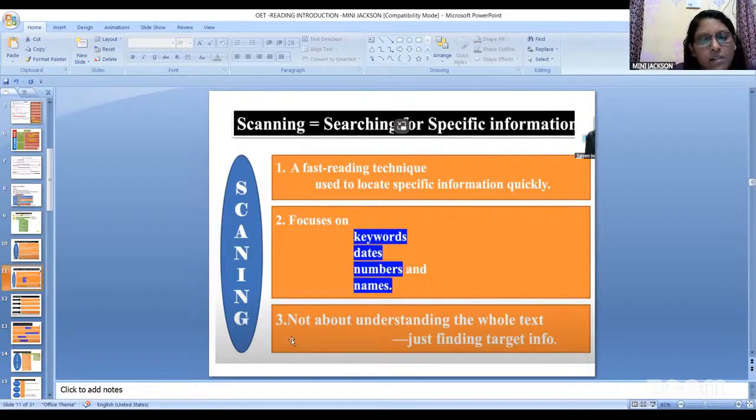Next, it is not about understanding the whole text, but just finding what we need. We don't want to focus on the whole text because we don't have the time to read the whole text. So just find the important information given in the text.